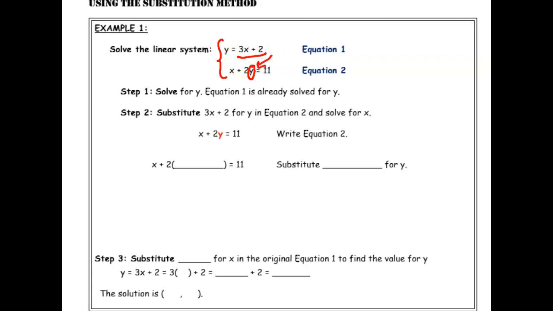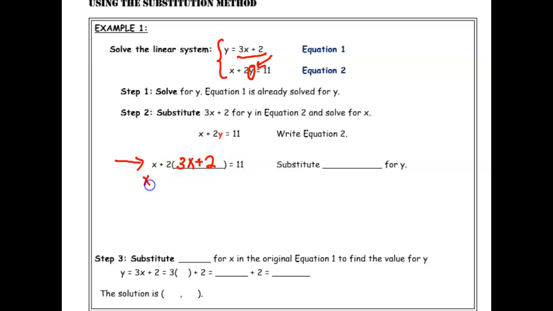So 3x plus 2 is going to be right here. We just took that whole expression and substituted it in for y. And don't forget, we're keeping it in parentheses because we need to distribute it. So we take this equation. Now notice we only have one variable, so we can solve for x.